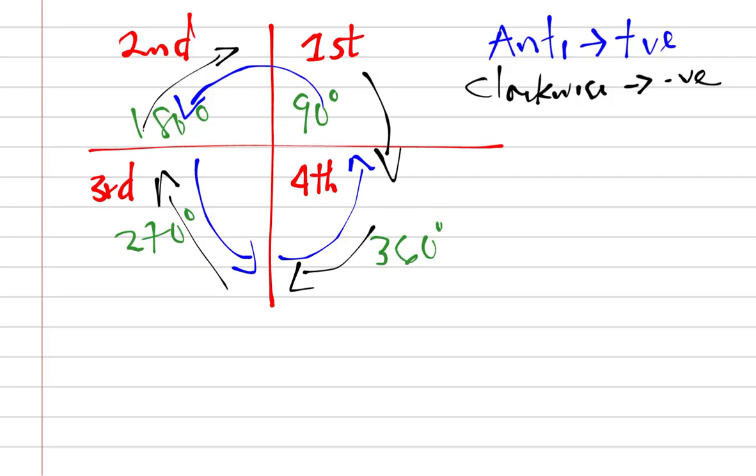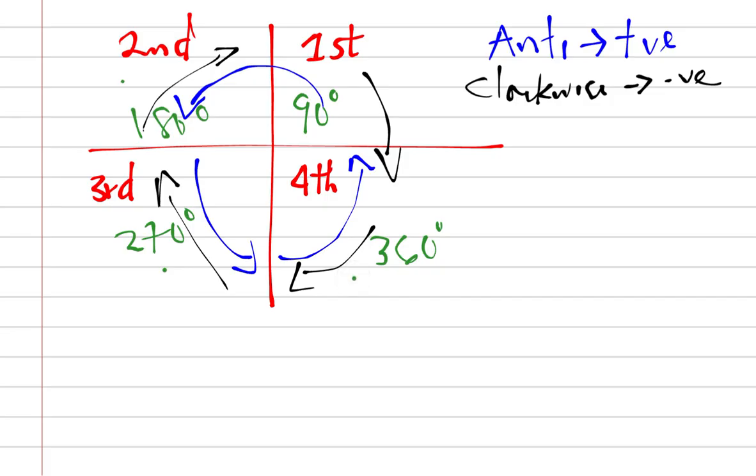So what does that mean? This means that anything at 90 degrees will be in the first quadrant. Anything at 180 degrees will be in the second. Anything at 270 will be in the third. Anything at 360 will be in the fourth quadrant. Are you seeing that now?